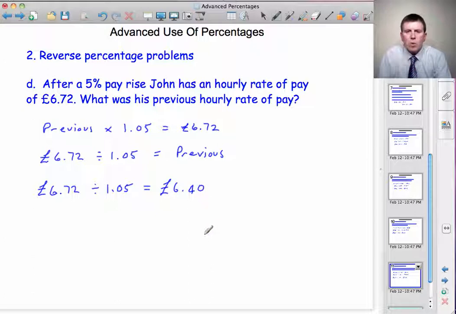Right, let's check this one as well. He gets a 5% pay rise on his previous rate. Well, 10% of £6.40 would be 0.64 of a pound or 64 pence. So 5% would be 32 pence. And what do we get if we add 32 pence to £6.40? Sure enough, we get the £6.72. So we can be confident our answer is correct.